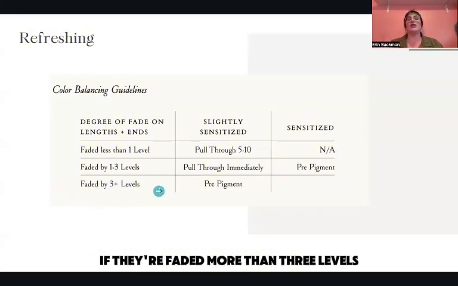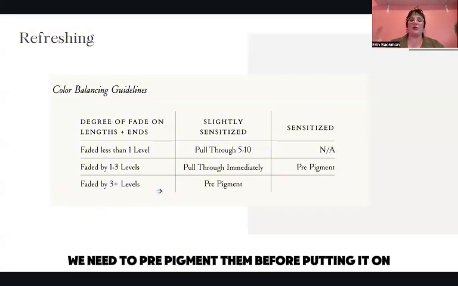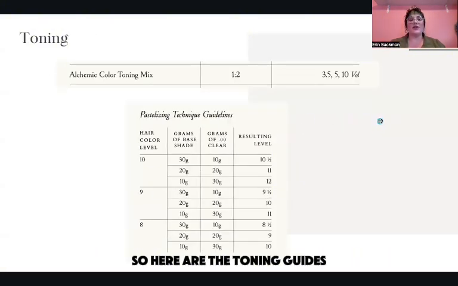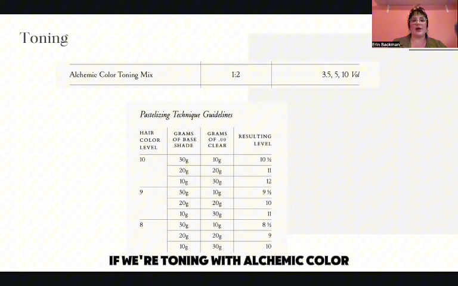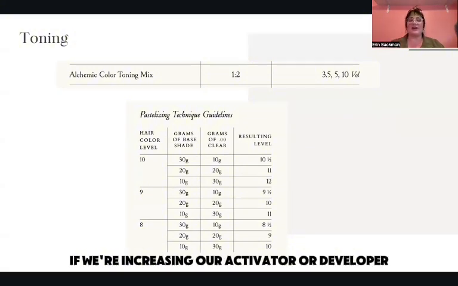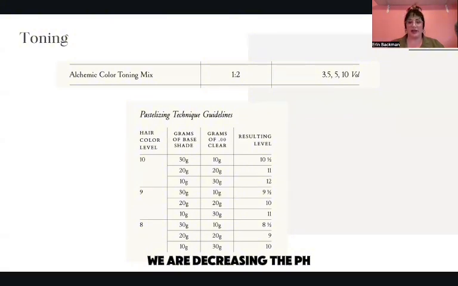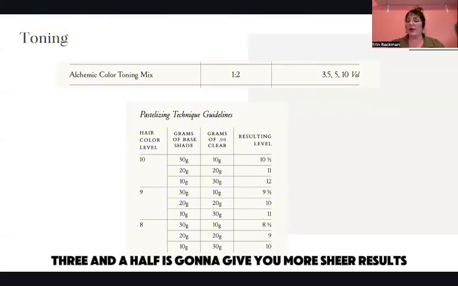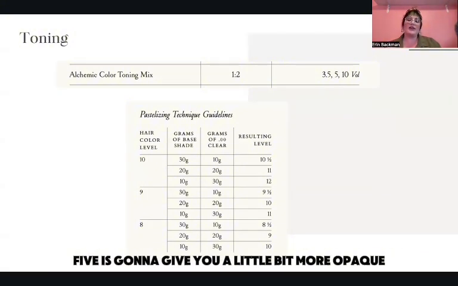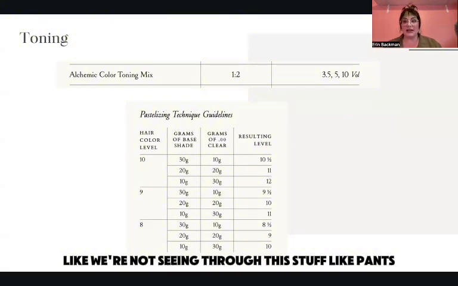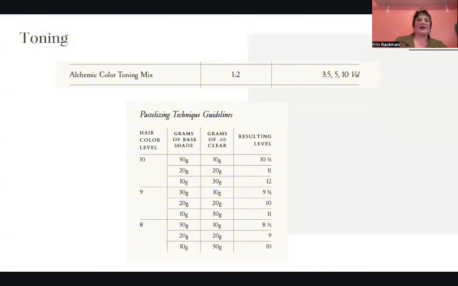If they're faded more than 3 levels, we need to pre-pigment them before putting it on, because otherwise they are just going to fade. So here are the toning guides. If we're toning with alchemic color, we're going to mix 1 to 2. And again, if we're increasing our activator or developer, we are decreasing the pH. So we can mix with 3.5, 5, or 10. 3.5 is going to give you more sheer results. Think of it like a pantyhose. 5 is going to give you a little bit more opaque, like a tight. And 10 is going to give you more like, we're not seeing through this stuff, like pants.